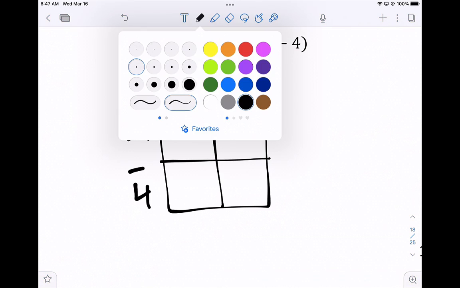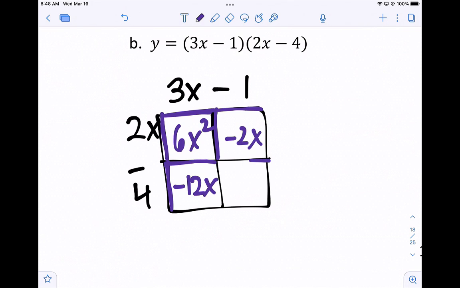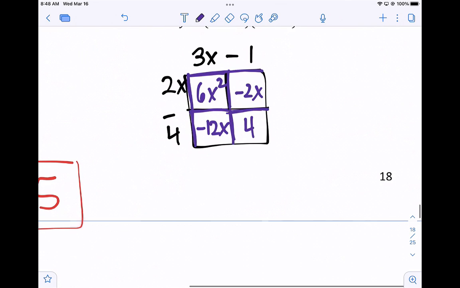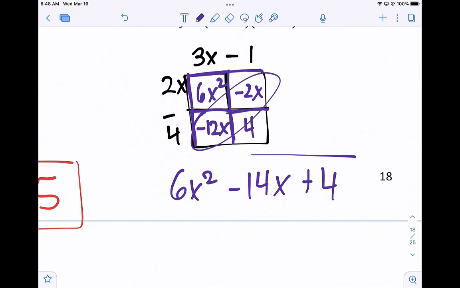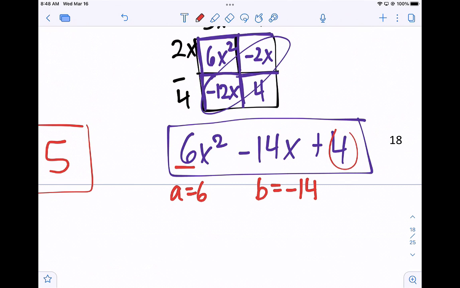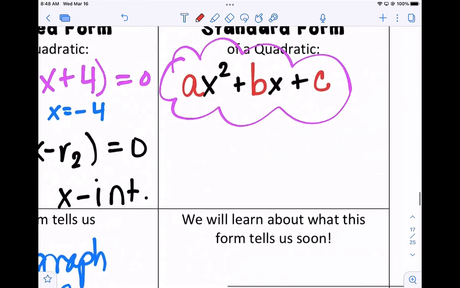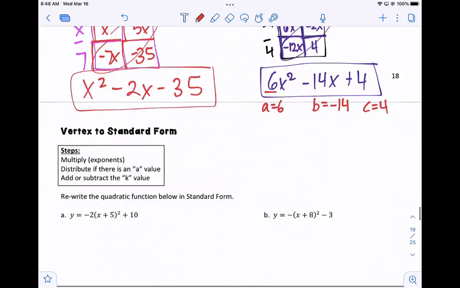Okay, so in our first box right here, we got 3x times 2x, which is 6x squared, negative 1 times 2x, which is negative 2x, 3x times negative 4, which is negative 12x, and negative 1 times negative 4, which is 4. Combining like terms, we'll get 6x squared minus 14x plus 4, and this is standard form right here. A is this number in front of the x squared. This is considered our A value. B is this negative 14 in front of the x. And C is this number by itself. And that's where you see this in standard form, like with that ax squared plus bx plus c. So there it is, multiplying it out.